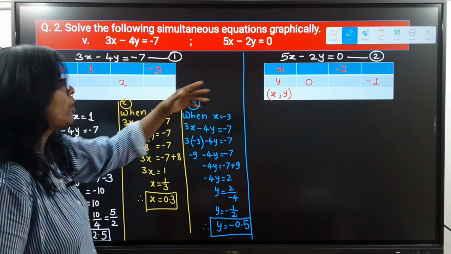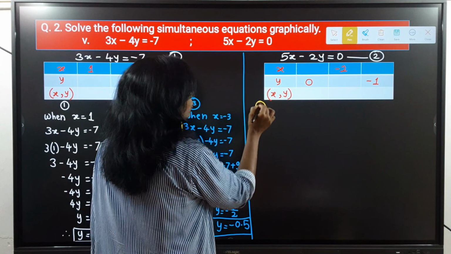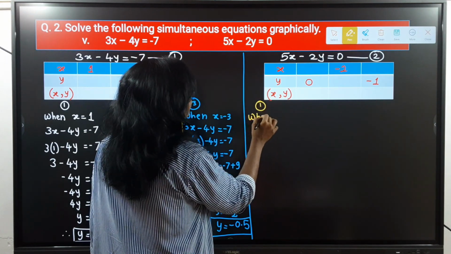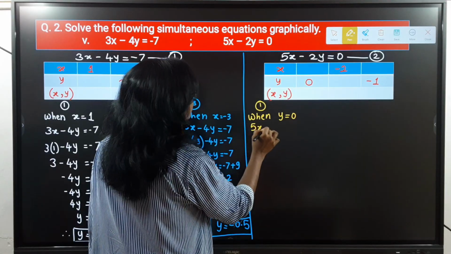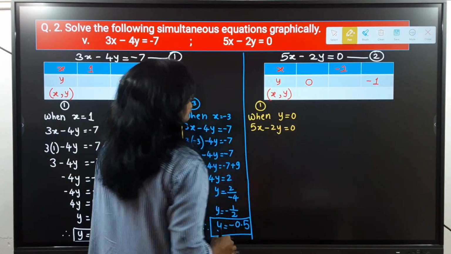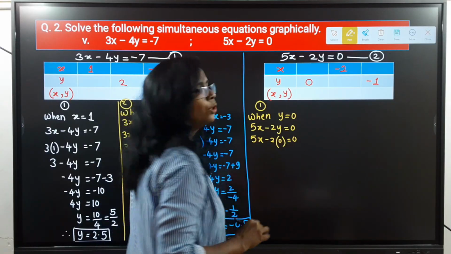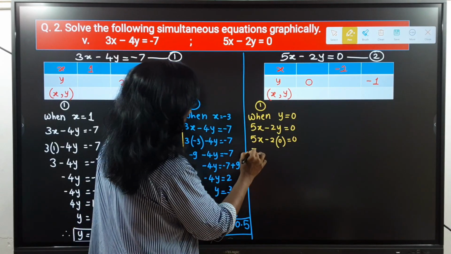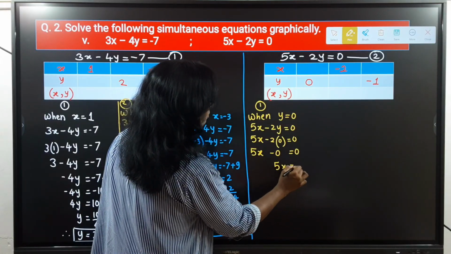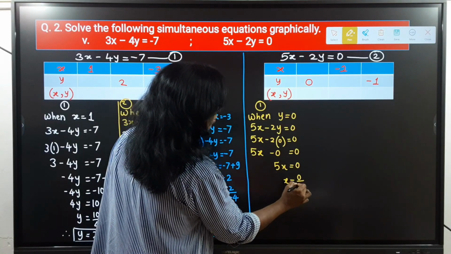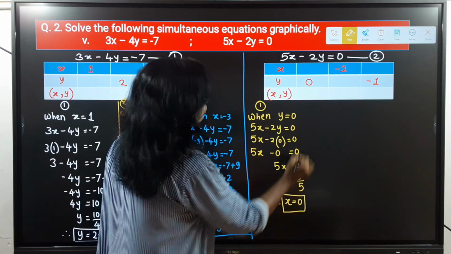Then here, students, for the next equation, finding out the values. So the first value considered is when y is equal to 0. Then the equation is 5x minus 2y is equal to 0. So now here 5x minus 2 multiplied by 0 is equal to 0. Then here, students, 5x minus 0 is equal to 0. That means 5x is equal to 0. That means x is equal to 0 upon 5. Therefore x is equal to 0.